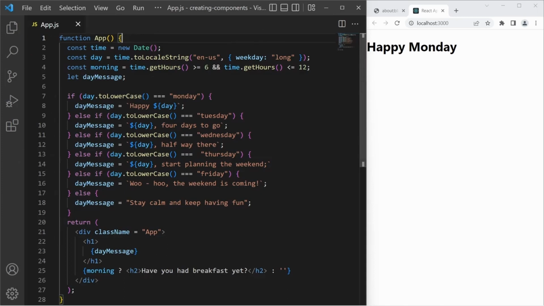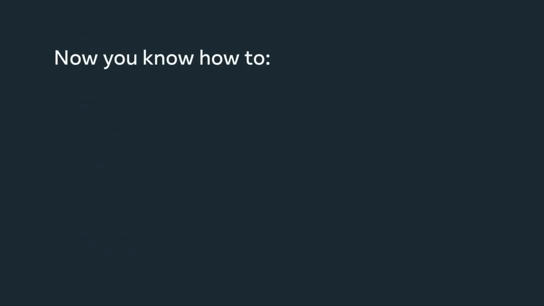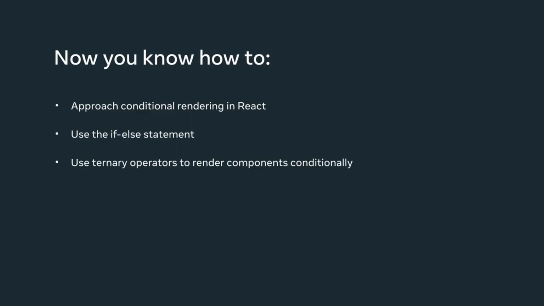Notice the output of this code: Happy Monday. If I change the getHours value from 12 to 19 and save my code, notice that a new message is displayed underneath the heading that reads, "Have you had breakfast yet?" That's all it takes to build quite a dynamic component that conditionally renders various kinds of strings in its return statement. In this video, you learned about the various approaches to conditional rendering in React using the if-else statement and ternary operators to render components conditionally.